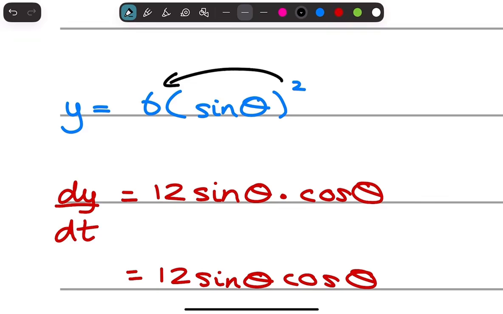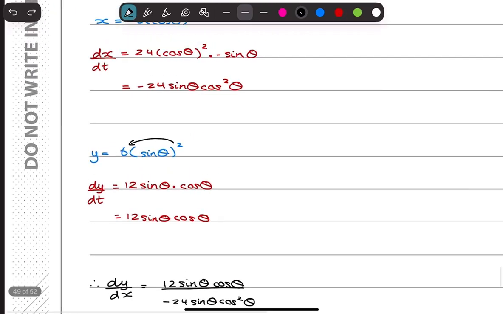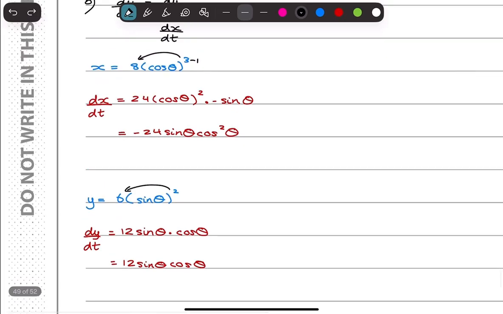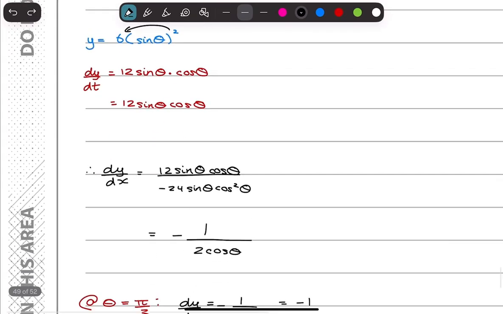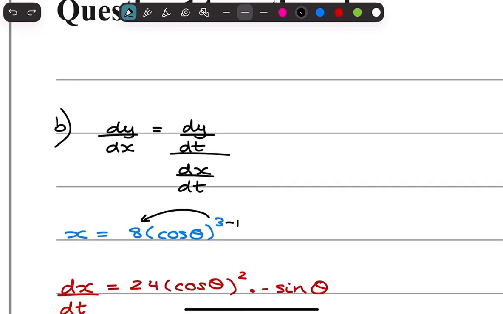So you times this whole thing by the differential of sine theta because it's in the bracket, and you get cos theta. So you end up with 12 sine theta cos theta. So those are your two differentials for each x and y, and then you could just plug your differentials into this to get your final answer.